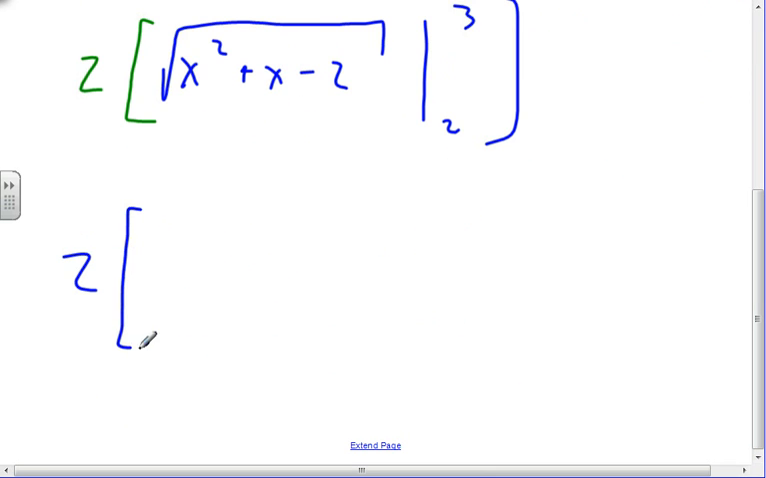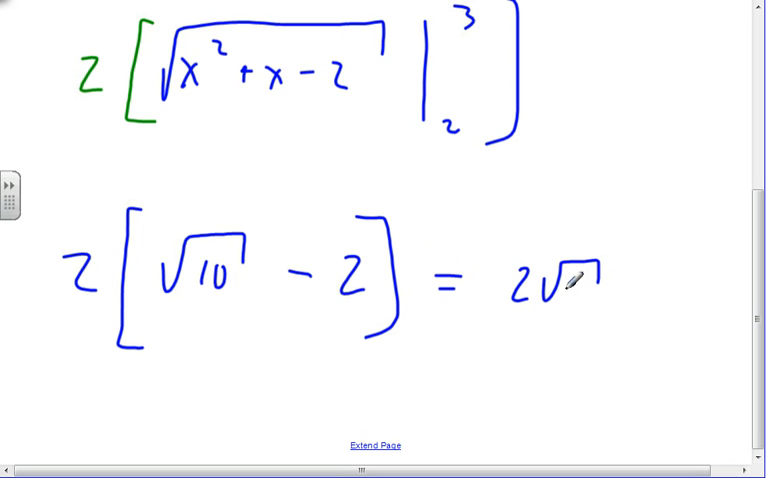2 times, okay, so 3 squared is 9, 9 plus 3 is 12, minus 2 is 10. So I got the square root of 10 minus, 2 squared is 4, plus 2 minus 2, so that'd be the square root of 4, which would be 2. I would go with 2 square root of 10 minus 4. But I'd be perfectly happy with a decimal number there too. But there's nothing wrong with that number.